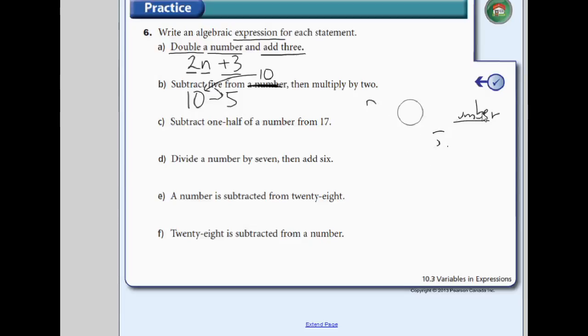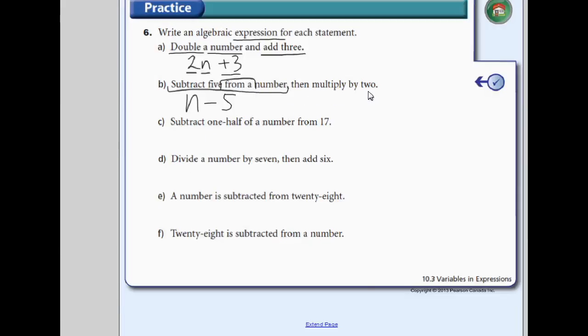So let's erase this and clean this back up and get to our actual answer. So what does this actually mean? We would write the number first, n minus 5. That's what subtract 5 from a number means. We're taking this 5 away from my number here. So you switch. You have to remember to do that.